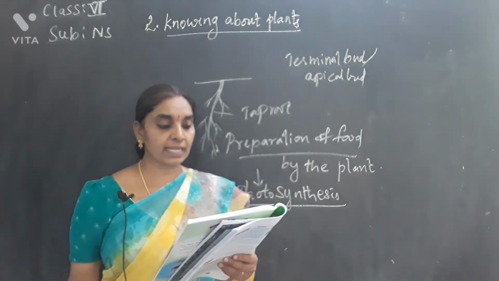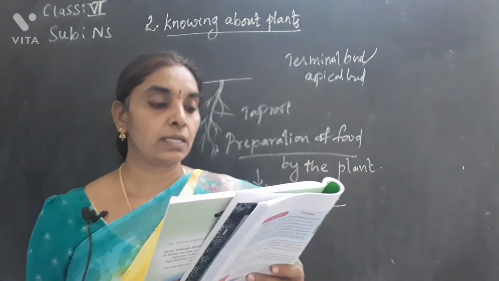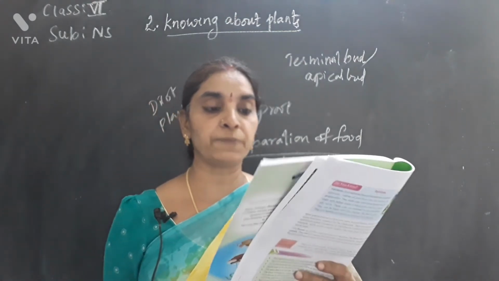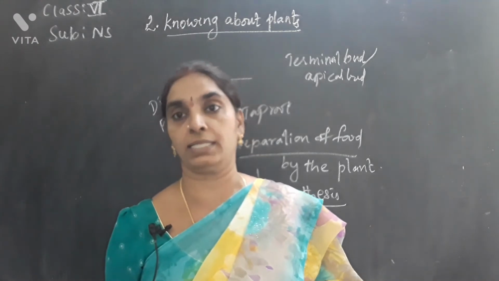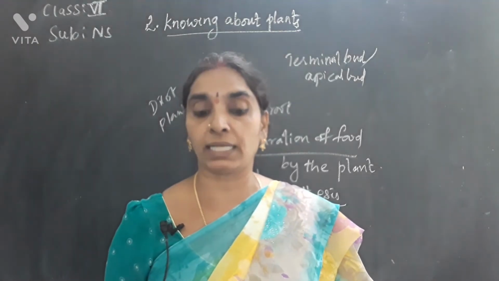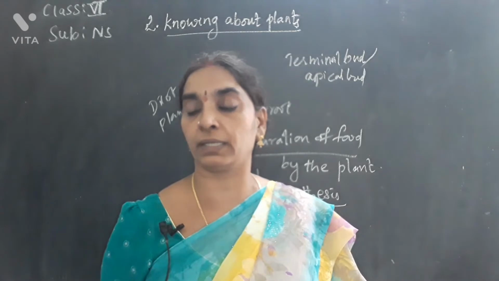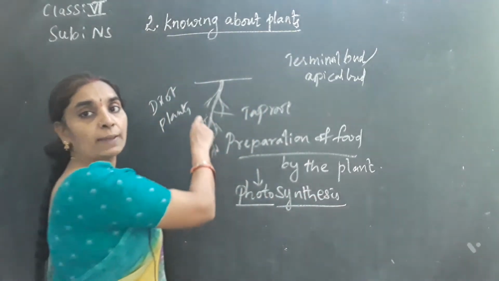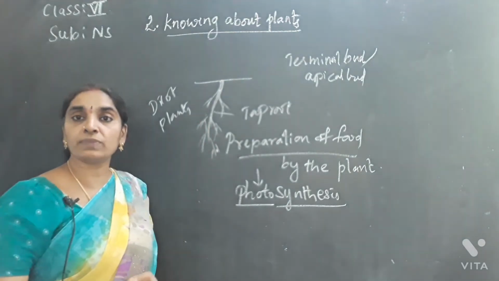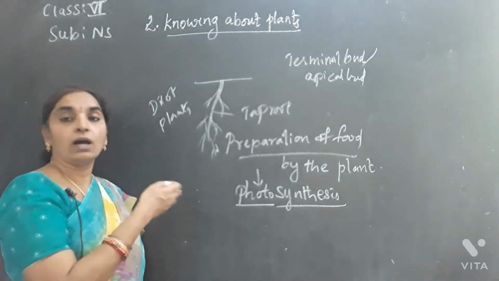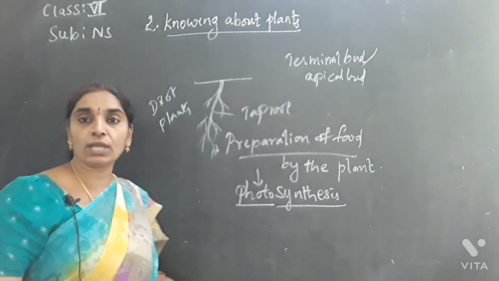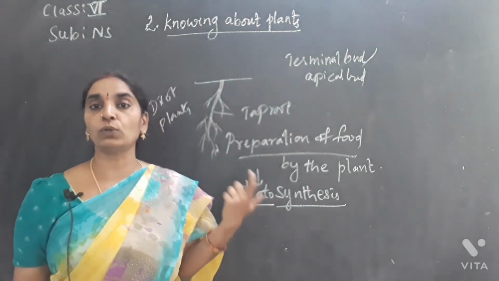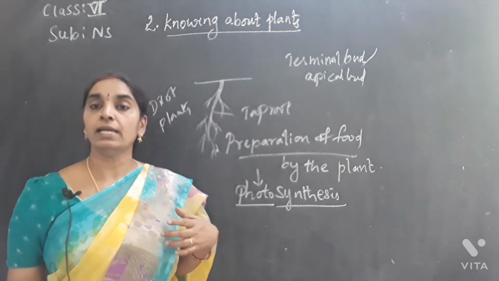Okay children, the next one, choose the correct answer given over there: the part of the plant that helps in absorption of water and minerals. Which is the part of the plant that helps for absorption of water and minerals, as I said earlier? That is root. Roots absorb water and mineral salts from the soil. And how many types of root systems are there that you have studied here? Taproot system and fibrous root system. Two types of root system you have studied, isn't it?